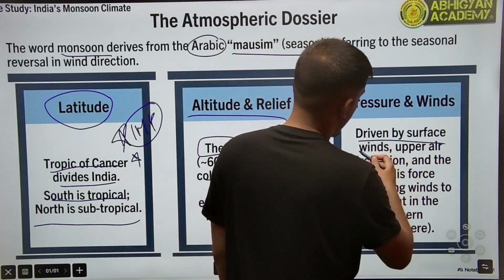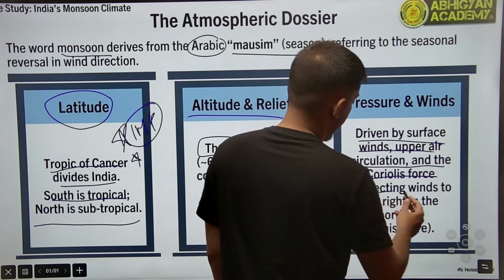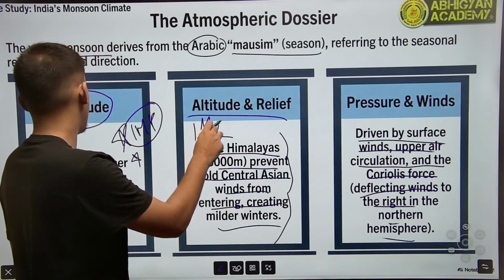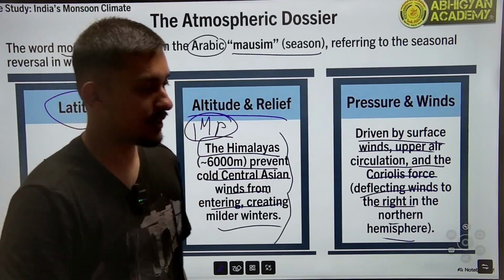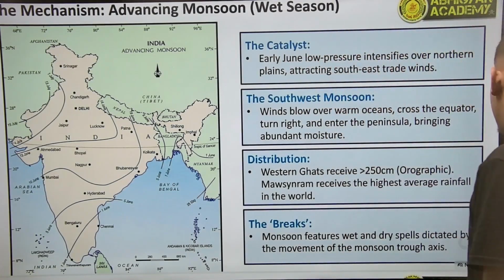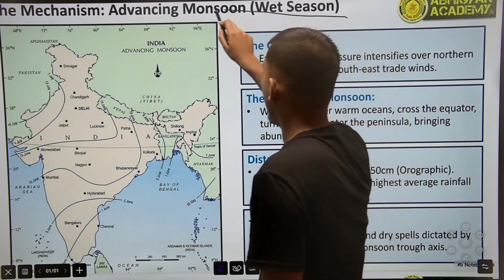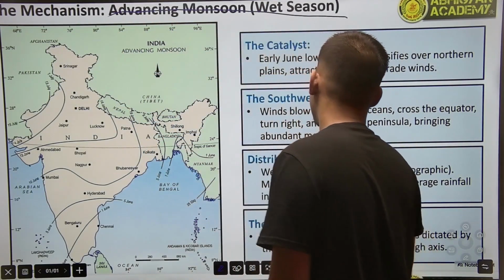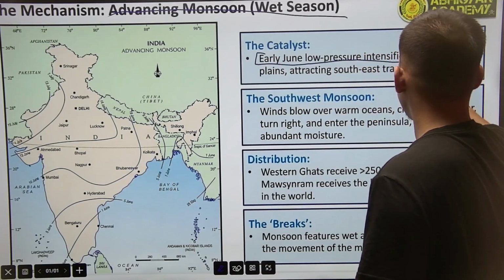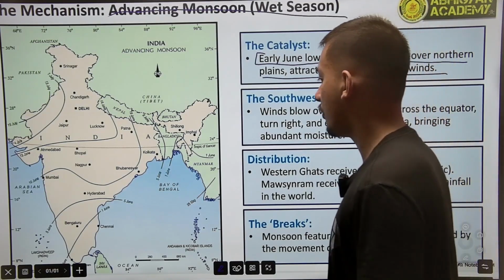Driven by surface winds, upper air circulation, and the Coriolis force, deflecting to the right in the northern hemisphere. So these are two important points, latitude and altitude, from this slide. Now we will learn about the types of monsoons in India. Firstly, we have the advancing or wet season. When does it happen? It happens in early June. Low pressure intensifies over the northern plains, attracting southeast trade winds, right?